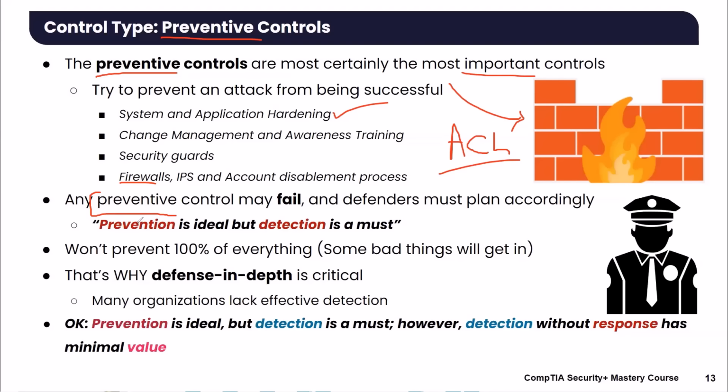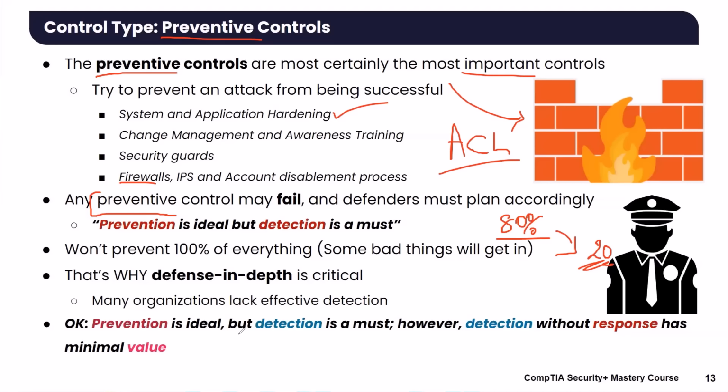Remember that, right? So you won't prevent 100% of everything. Let's say that you are preventing 80% of the bad things that are happening within your environment, which is a pretty good thing to do, by the way. Well, you need to know that the other 20% that managed to get in, we need to detect them. And once we detect them, we need to do something about it. So prevention is ideal, but detection is a must. We've got to detect these bad things.